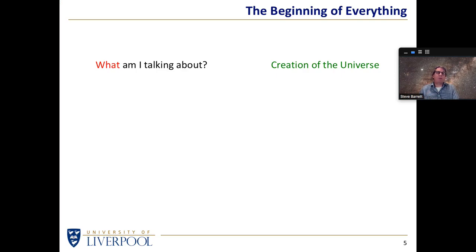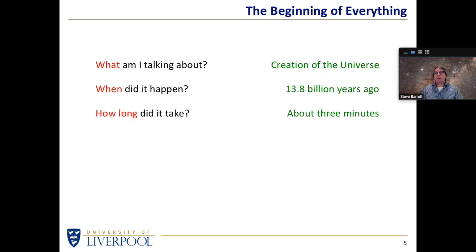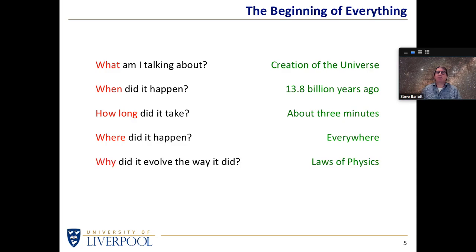So I'm talking about the creation of the universe. When did it happen? 13.8 billion years ago. How long did it take to make the universe? About 3 minutes, give or take. And where did it happen? Well, that's a little bit of a misconception. You can't talk about the creation of the universe happening at one particular point. The creation of the universe happened everywhere at the same time.